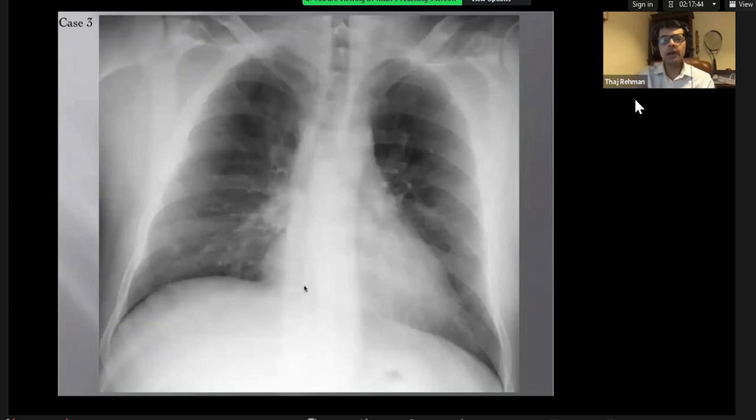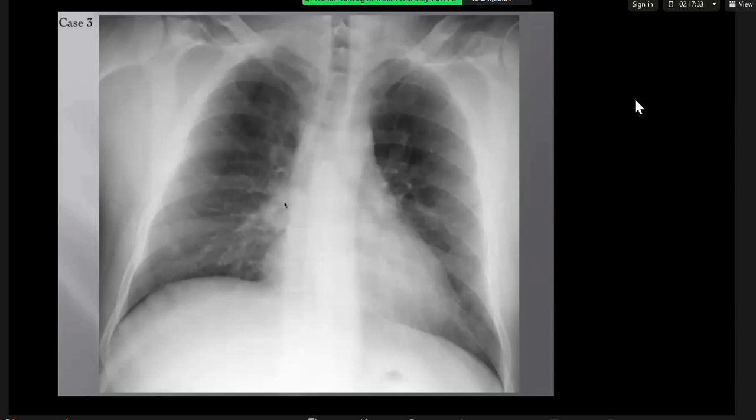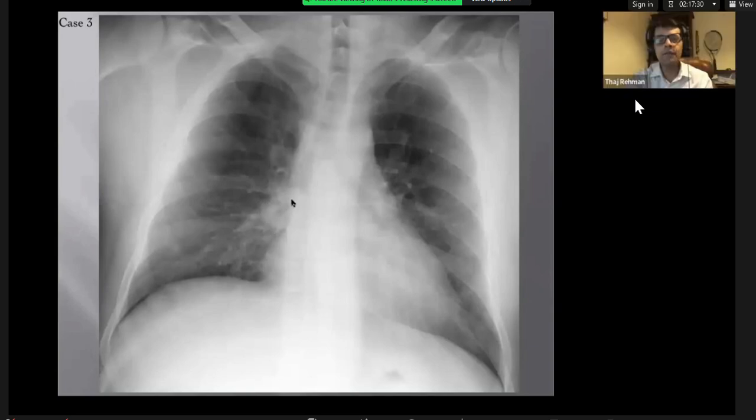So you correctly picked up the opacity projected over the lower part of the right hilum. This is the one you're referring to, isn't it? Yes. Fantastic. So have you heard of hilum overlay sign? Yes. So do you want to comment on hilum overlay sign in this case and the differentials based on that?